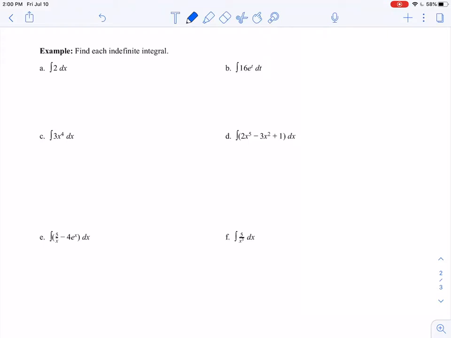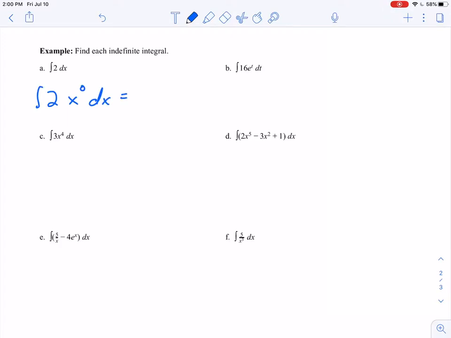I think this is a nice example of a problem that is almost so simple that it's kind of difficult. To understand the solution, it's easiest to realize that I can rewrite 2 as 2x to the 0 power, because anything to the 0 power is 1. 1 times 2 is just 2. And then there's my dx.